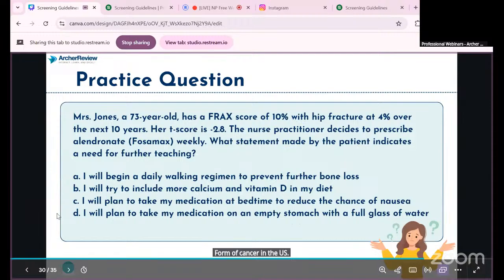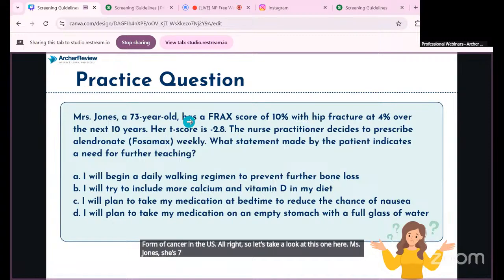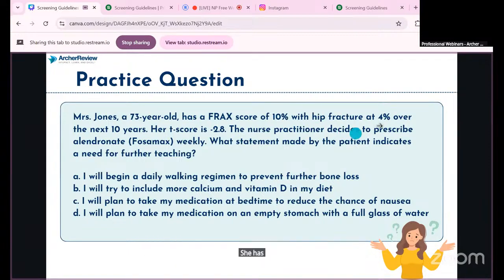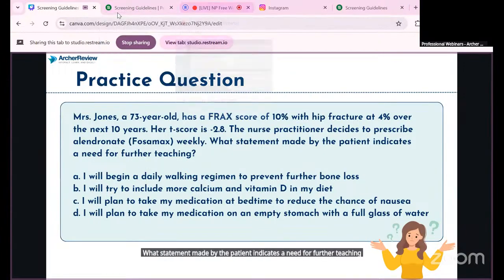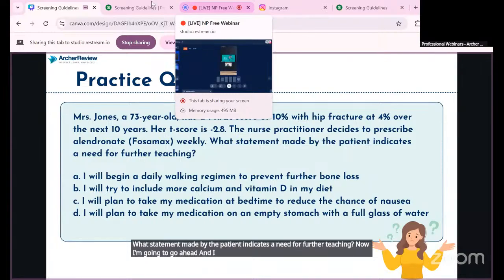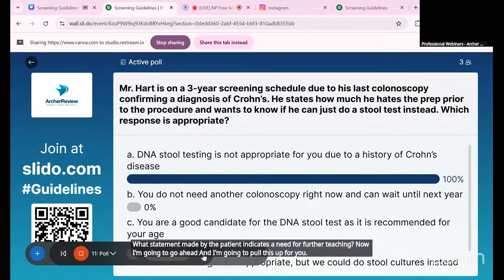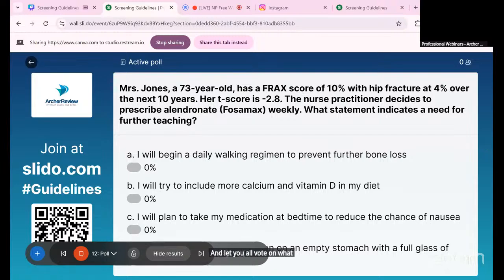All right, so let's take a look at this one here. Miss Jones, she's 73 years old. She has a FRAX score of 10% with hip fracture at 4% over the next 10 years. Her T score is negative 2.8. The nurse practitioner decides to prescribe Fosamax weekly. What statement made by the patient indicates a need for further teaching? Now, I'm going to go ahead and pull this up for you and let you all vote on what this patient needs.